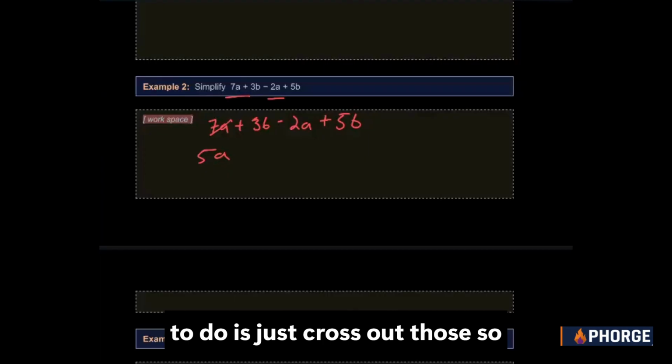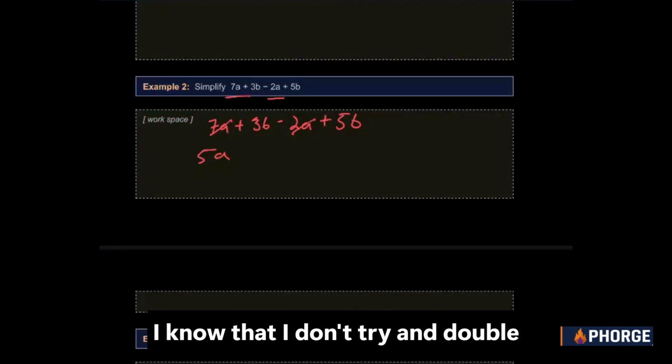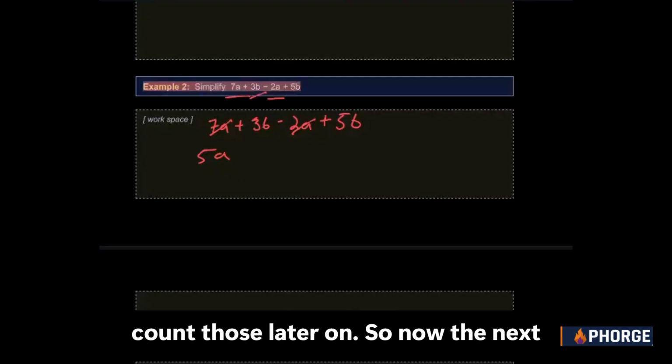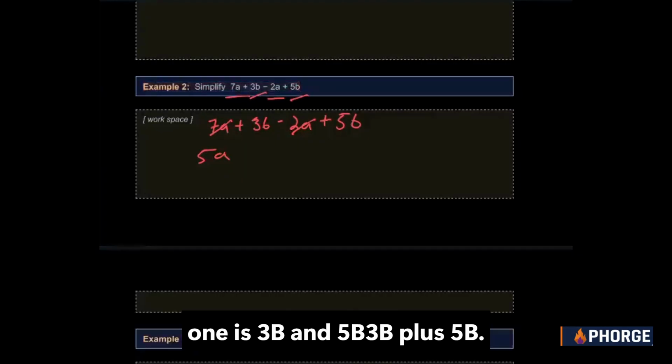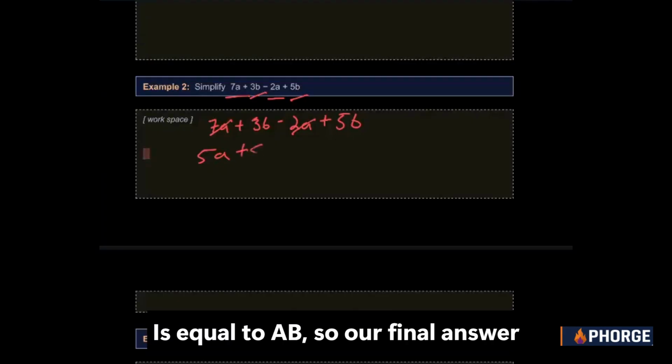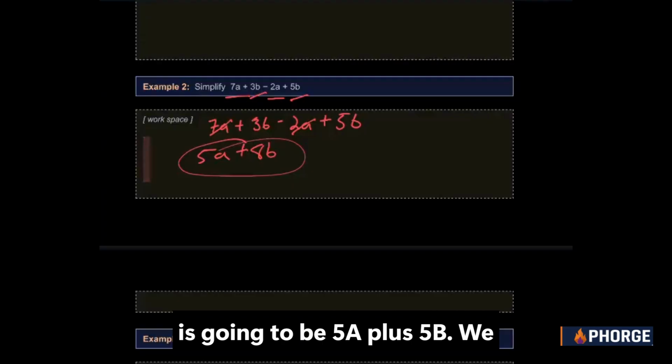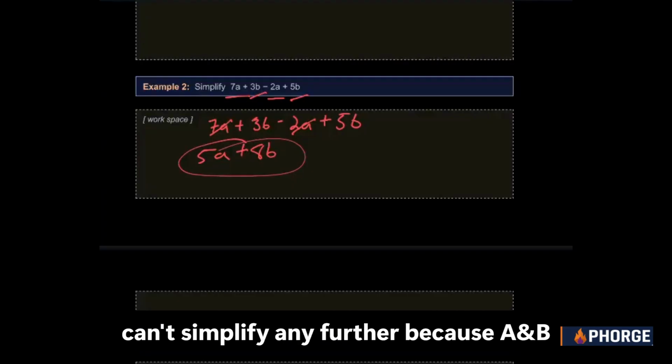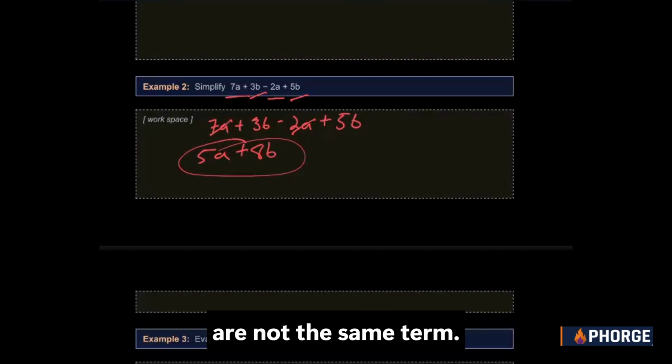And one thing I like to do is just cross out those so I know that I don't try and double count those later on. So now the next one is 3b and 5b. 3b plus 5b is just equal to 8b. So our final answer is going to be 5a plus 8b. We can't simplify it any further because a and b are not the same term.